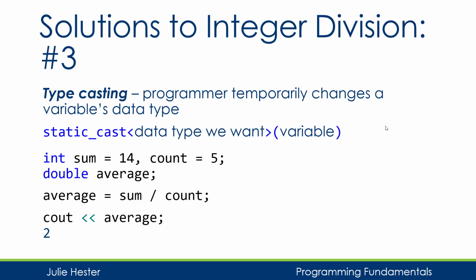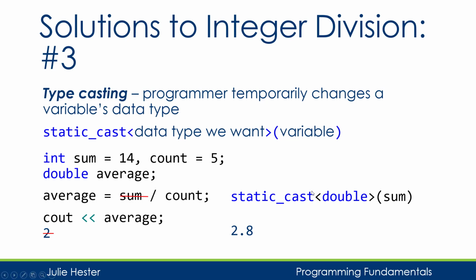I may not have the ability to change the variable data types. So here I'm going to use static casting. I am going to replace where I had the word sum, or the variable sum, with this construct here, static cast. I want it to become a double, and sum is the variable that I want to temporarily typecast.